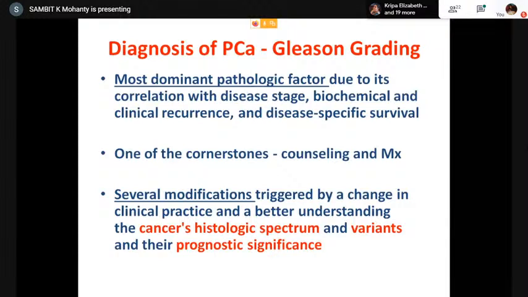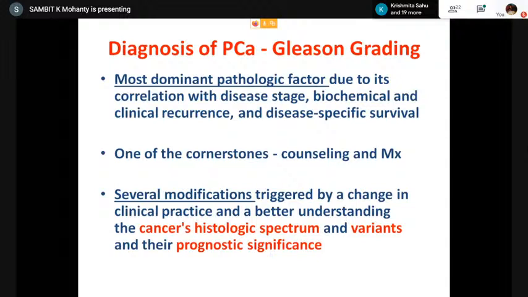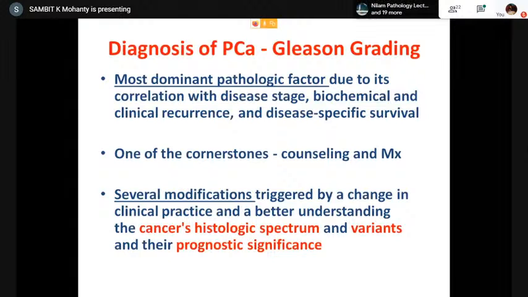We have evolved. And this is the most dominant pathologic factor to date due to its correlation with the disease stage, biochemical recurrence, that means PSA recurrence, clinical recurrence, presence of metastasis, local recurrence, and disease-free survival. And it is the most important cornerstone in management counseling. So for that reason, I said Gleason scoring, grading, and grade grouping, everything comes from the pathologist's desk. So we are the people who are going to counsel and manage patients.